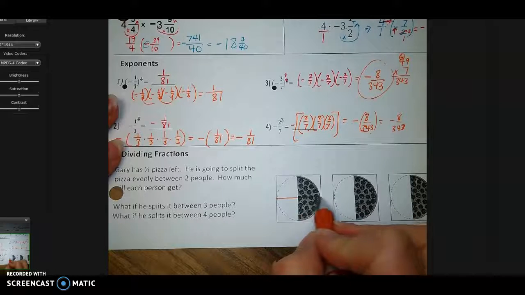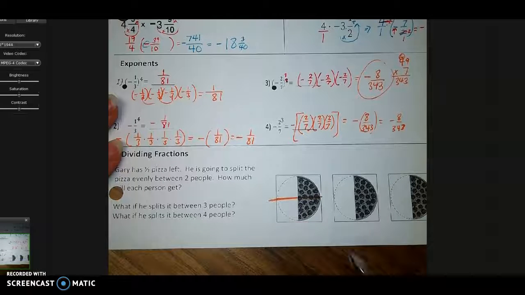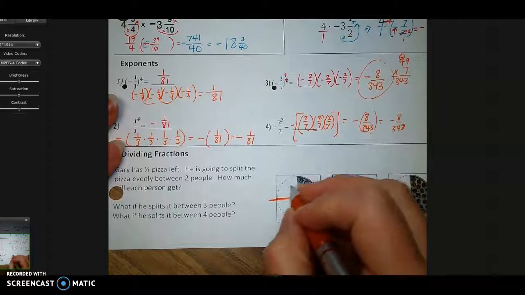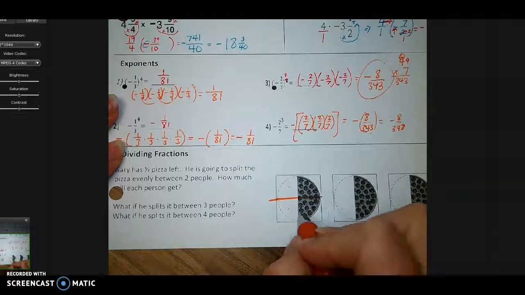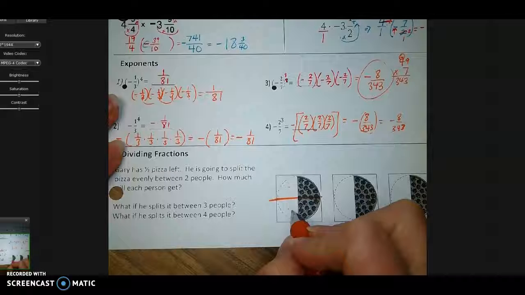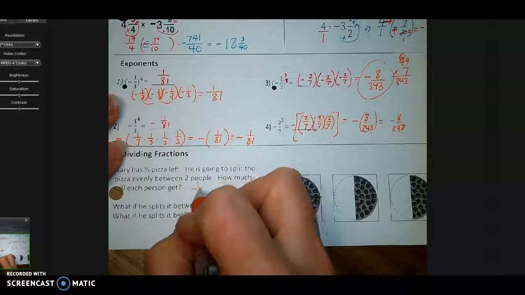Well, if I have a picture, pictures make things so nice. So I cut that in half. Well, now I've got 1. Instead of 1, 2, I've got 1, 2, 3, 4. And each person then gets 1 of these, so that's 1/4.